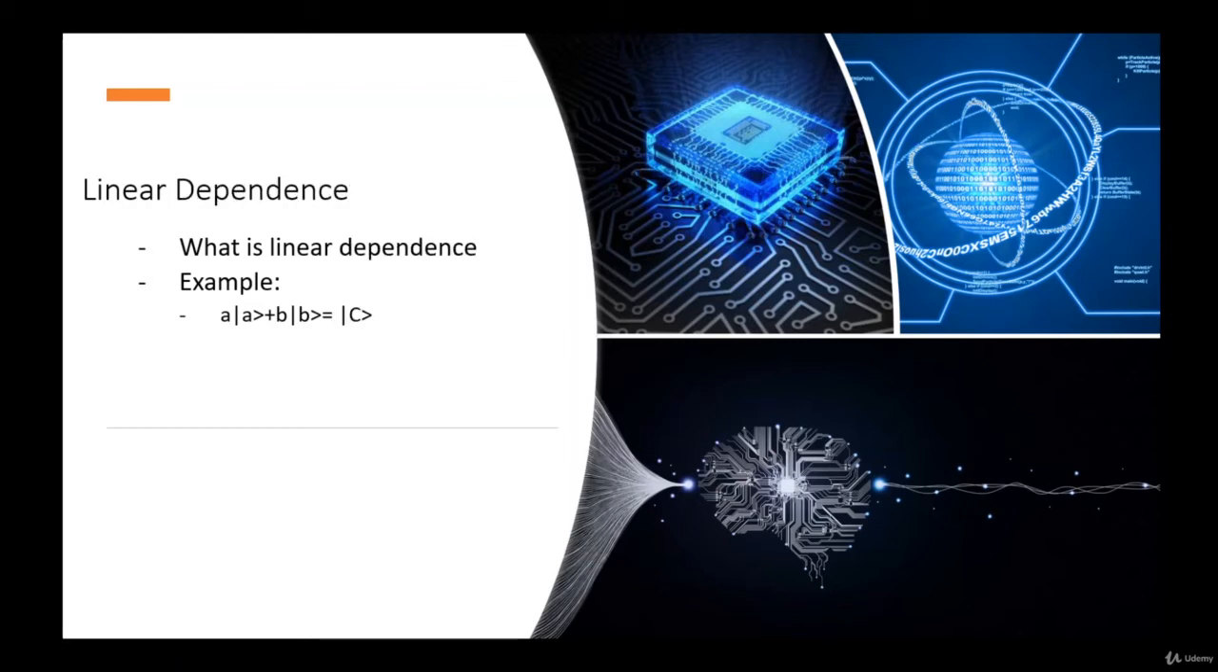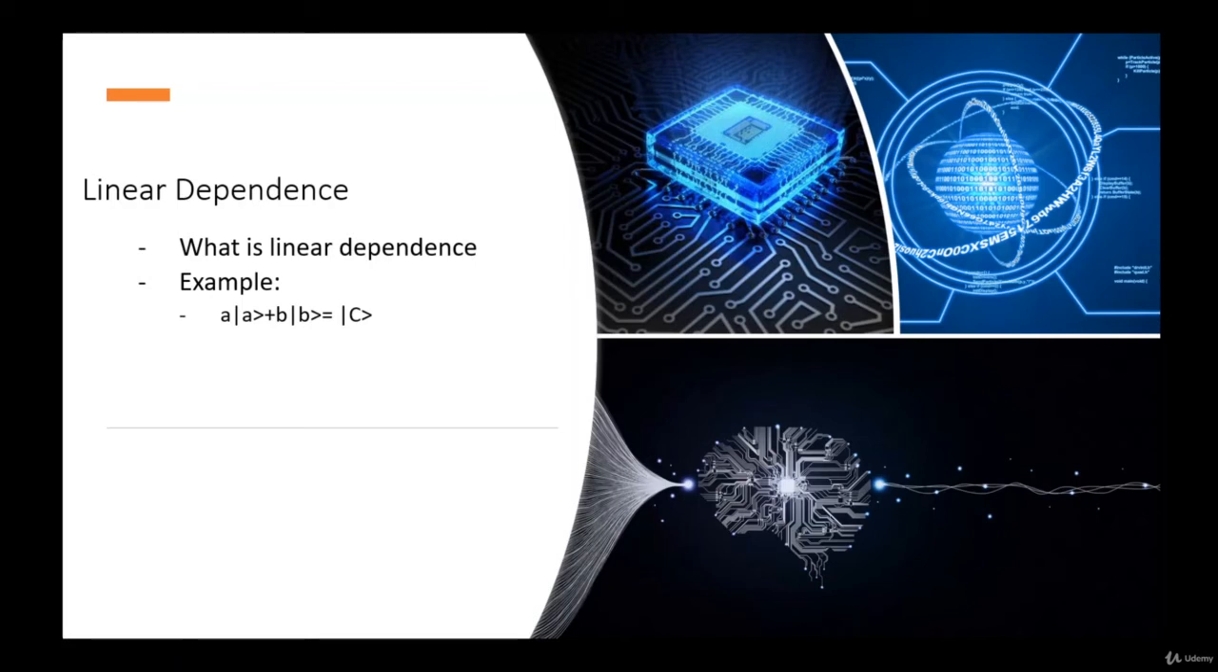The second thing that we are going to talk about is linear dependence. Linear dependence works a little bit with the linear combination. Let's say you have 3 or 4 vectors, vectors a, b, c, d. They will be linearly dependent if some vectors of the group can be expressed as a linear combination of other vectors in this group.